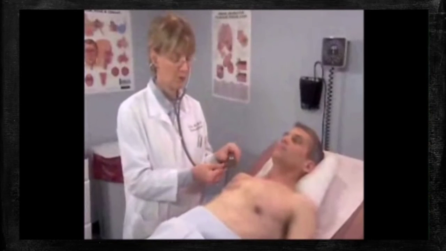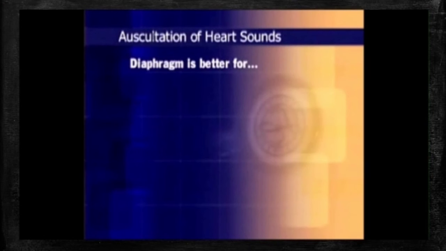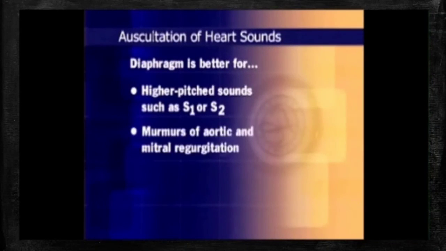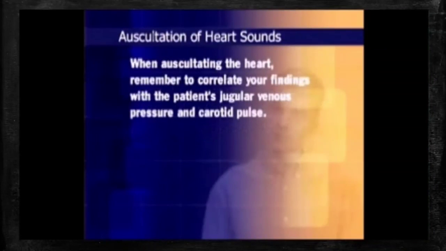When auscultating, it's important to know your stethoscope. The diaphragm is better for detecting higher-pitched sounds, such as S1 or S2, the murmurs of aortic and mitral regurgitation, and pericardial friction rubs. The bell is more sensitive to low-pitched sounds, such as S3 or S4, and the murmur of mitral stenosis. When auscultating the heart, remember to correlate your findings with the patient's jugular venous pressure and carotid pulse.